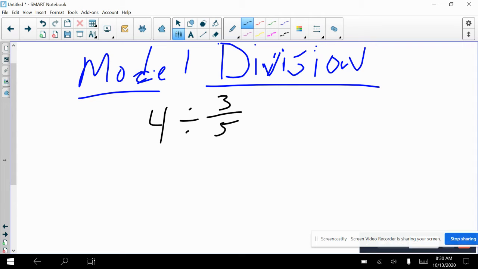All right. So if we have the problem 4 divided by 3/5. And again, this is where you have to understand what the numbers mean in a fraction. Okay, now we went over that several times. Okay, but you have to know.